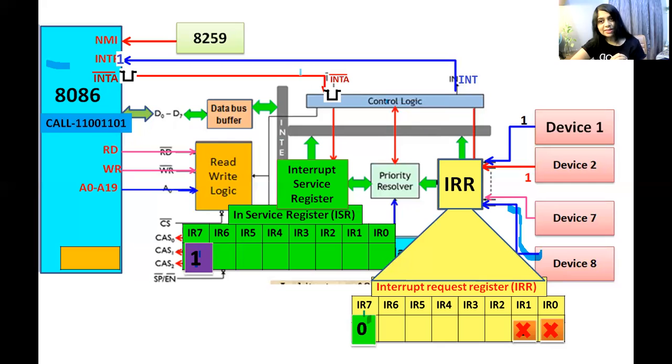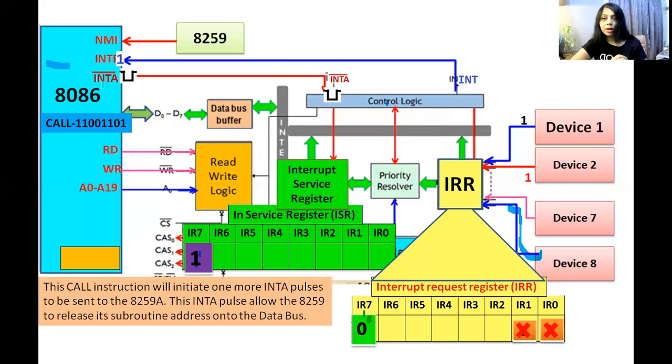After 8086 receives this, it will send one more INTA bar pulse. After 8086 receives this, it will send the second INTA bar pulse to 8259. When 8259 receives this pulse on the INTA bar pin, it generates one code. It sends this code to the 8086 microprocessor.